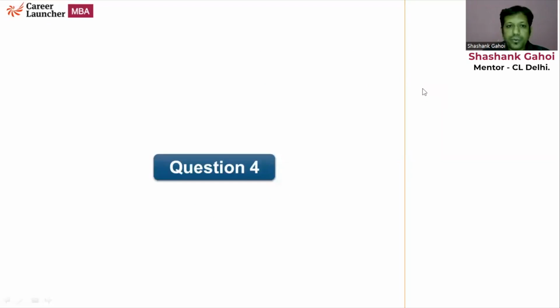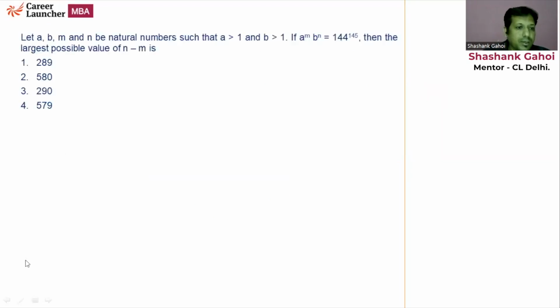Let's start question number 4. Okay. Now, the question says a, b, m, n are natural numbers. a is greater than 1, b is greater than 1, a^m · b^n is 144^155. Then what is the largest possible value of m − n?